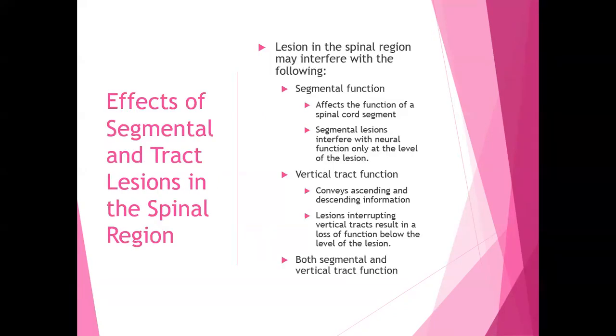We're going to talk about segmental versus vertical tract lesions in the spinal cord. A lesion in the spinal region can interfere with segmental function, vertical tract function, or both. And the signs and the effects of it are going to allow us to know whether it's a peripheral injury, a segmental injury, or a vertical tract injury. You could have both segmental and vertical tract function affected just to make it interesting, because nothing's not complicated, right?